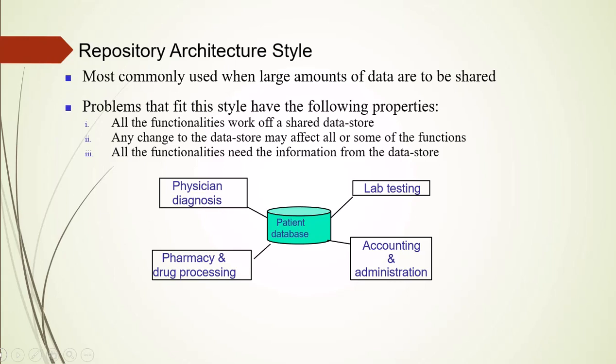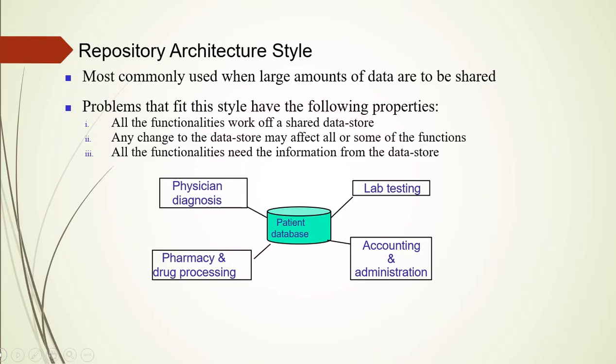Problems that fit this style have the following properties. Number one, all the functionalities of a shared data store either belong to one particular module or one agent or many agents. So all the agents share or approach one database. Number two, any change to the data store may affect all or some of the functions.